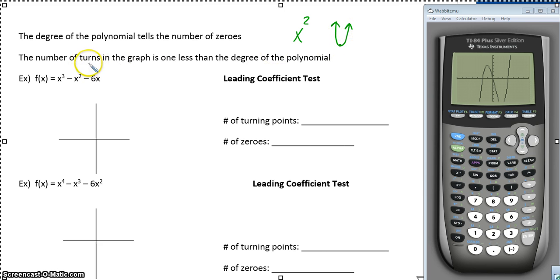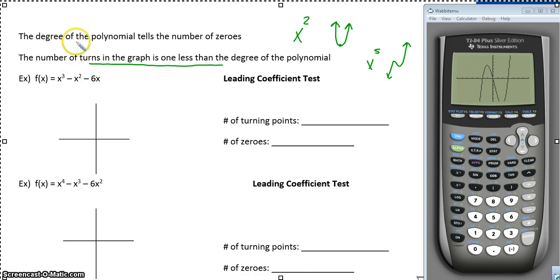So the number of turns of the graph is 1 less than the degree. That's most of the time. You'll notice that sometimes when we have an x to the 5th polynomial, it gives us an S-like shaped graph like this. We don't always get 4 turns. Sometimes we will, but most of the time we're going to get only 2 turns. But this is a general rule that usually you're going to get 1 less than the degree for the number of turns.